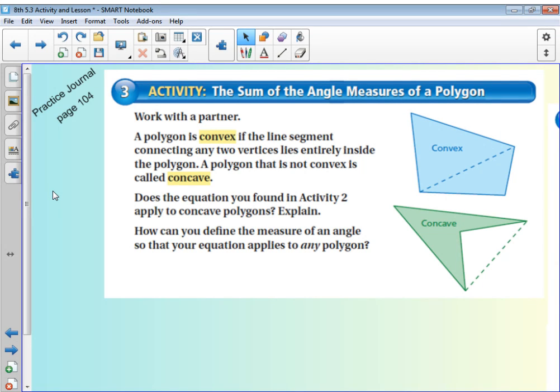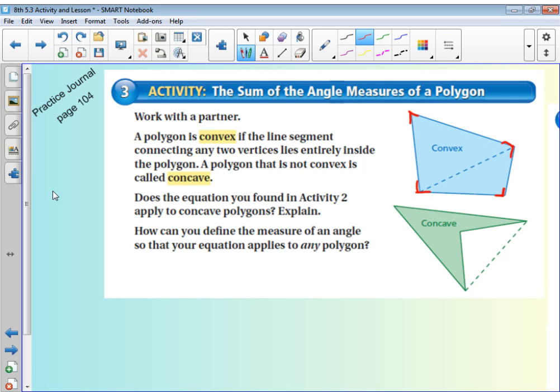It says a polygon is convex if the line segments connecting any 2 vertices lie entirely inside of the polygon. Another understanding of that, it's considered convex if all of your angles, all of your vertices are actually pointing out or away from the center. See how all of these, I just make the corners pointing out or away from the center. It has to have all of them pointing out. That would be a convex polygon.